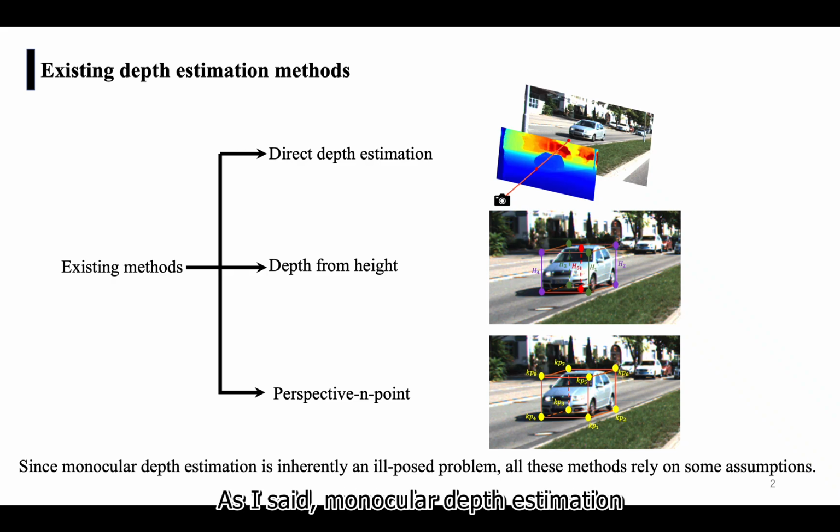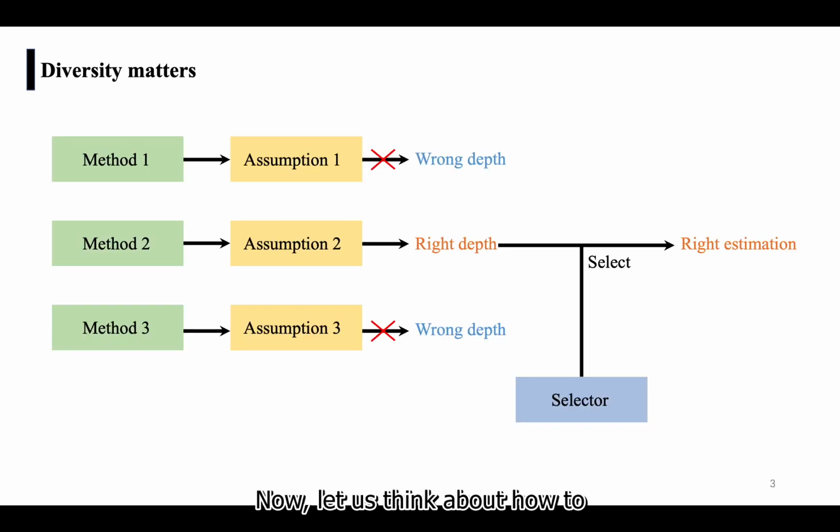As I said, monocular depth estimation is an ill-posed problem, which means there doesn't exist abundant information for inferring depth. To bridge this information gap, almost all existing methods rely on some assumptions. When the assumption holds, the estimated depth is precise. If the assumptions collapse, the estimation becomes terrible. Now, let's think about how to address this problem.